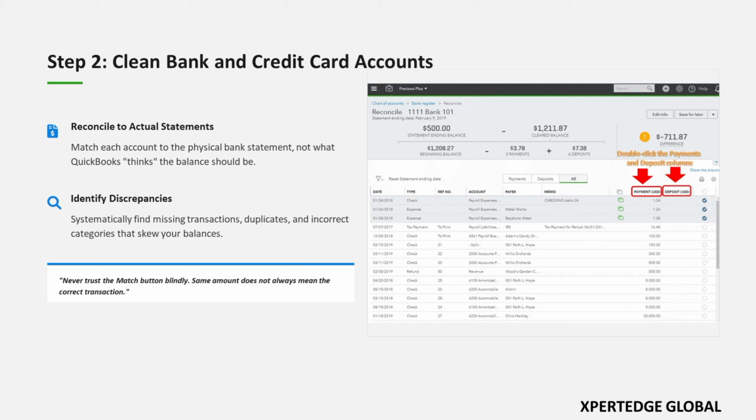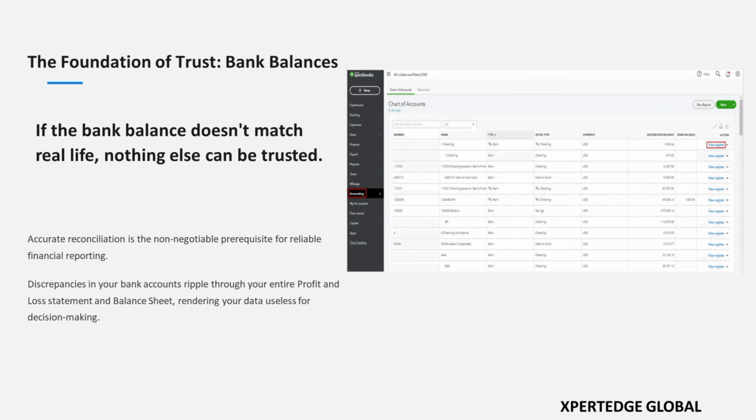Once things are paused, start with your bank and credit card accounts because everything else depends on them. Your bank balances must match your actual bank statements, period. Don't rely on what QuickBooks says the balance should be. Reconcile line by line to the real statement. Look carefully for missing transactions, duplicates, and incorrect matches. Just because the dollar amount matches doesn't mean it's the correct transaction. If the bank balance is wrong, nothing else in QuickBooks can be trusted. Profit, expenses, and taxes all flow from that number.